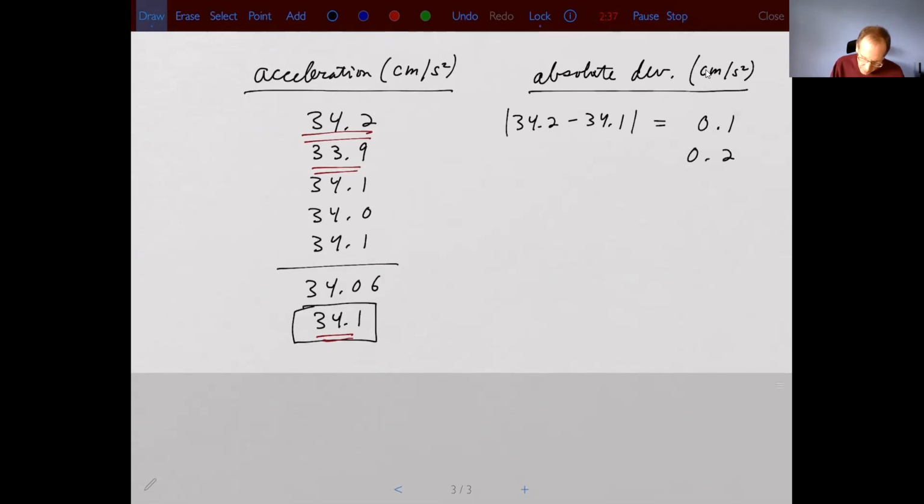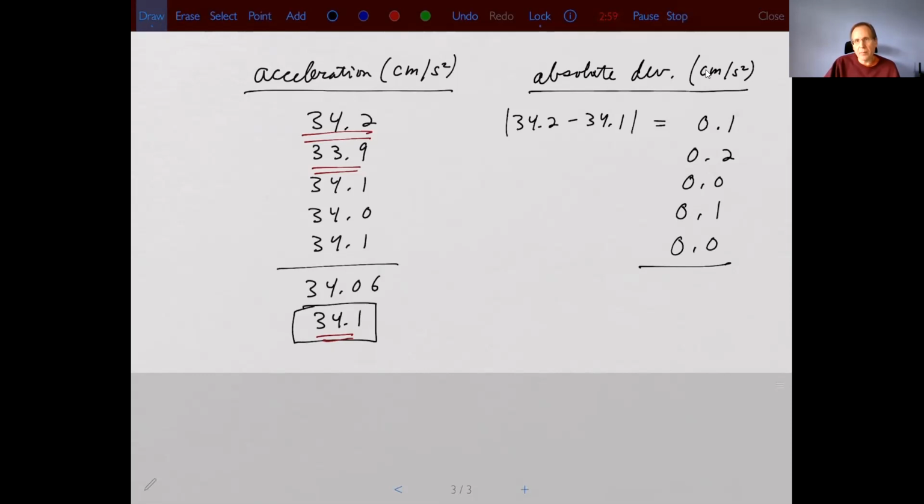Then 34.1 minus 34.1, that's going to be 0. Then 34.0 minus 34.1 is negative 0.1, but then absolute value is 0.1. And then I guess 0 again. Okay. Then you average these absolute deviations and you round to the resolution of the instrument.